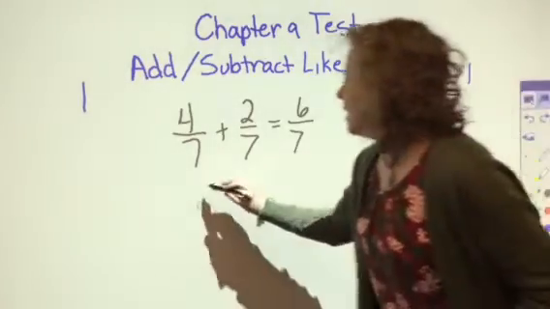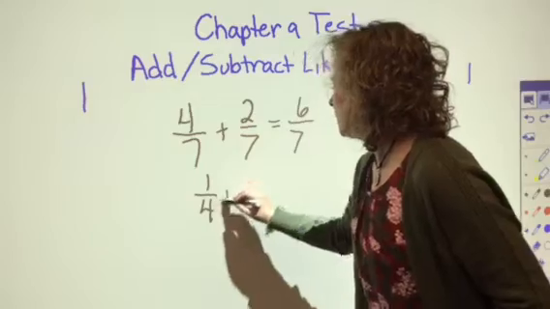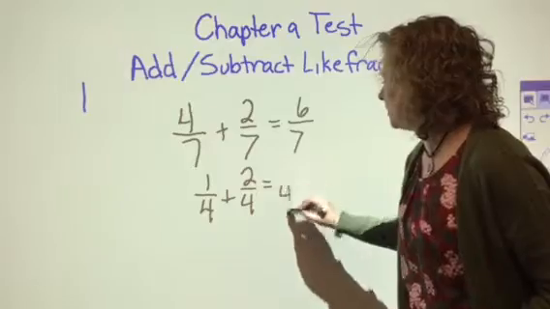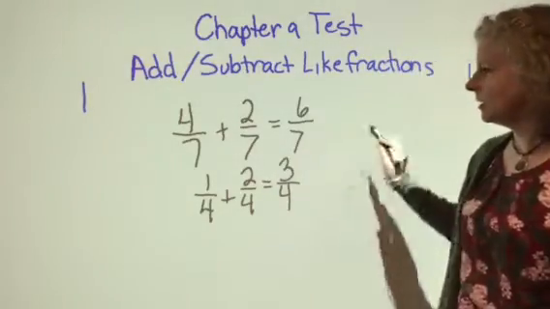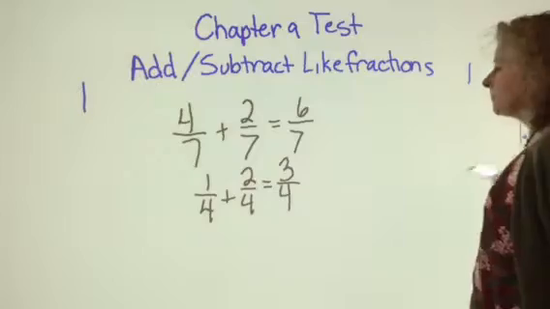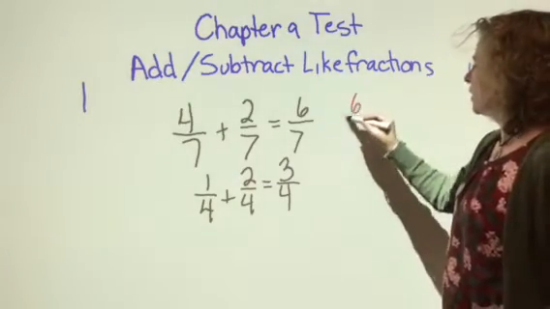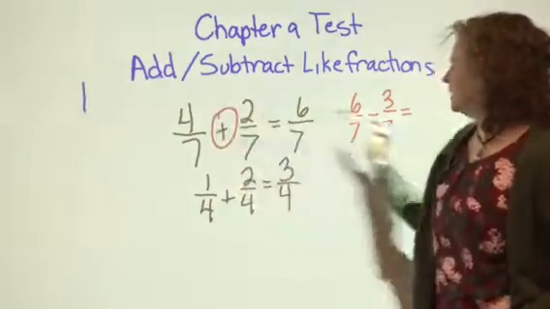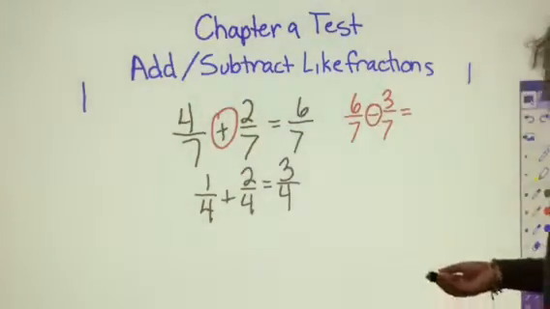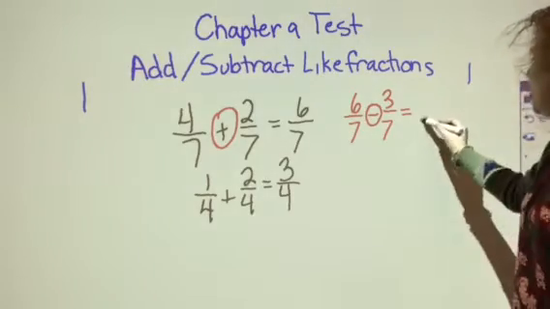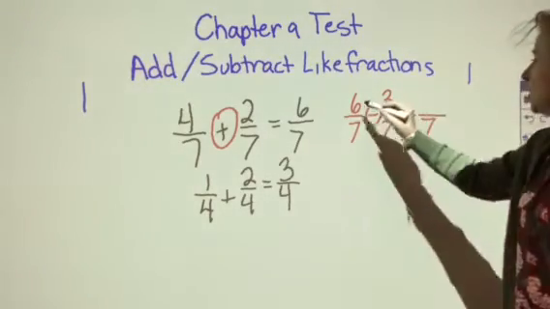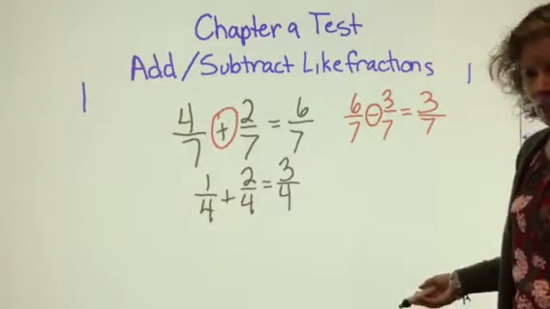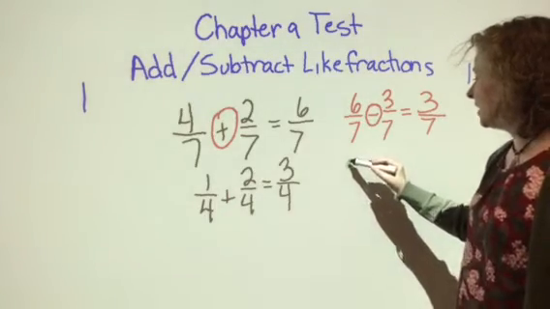Let's try another one. We can go 1/4 plus 2/4. What do we do? Keep the denominator, add the numerators, done. Okay, now I'll try to challenge you. We're gonna go with 6/7 minus 3/7. Instead of adding, now we're subtracting, but nothing else changes except for the operation. We keep the denominator, we do the operation with the numerator, and we get 3. Hard? You guys were so good at this.